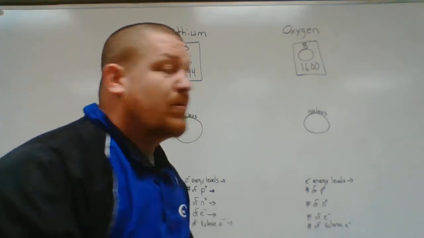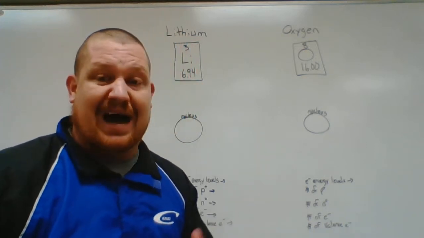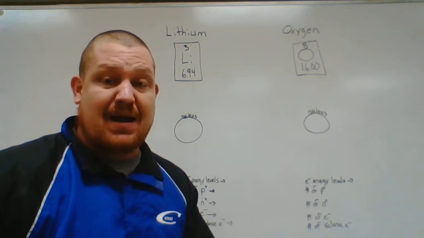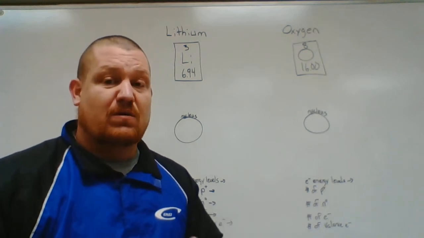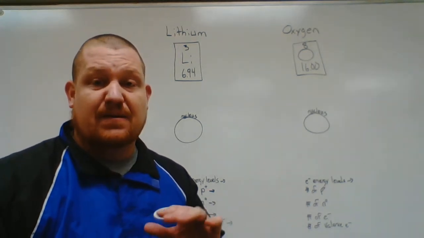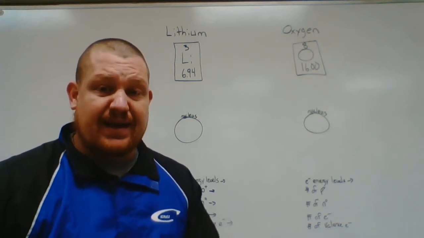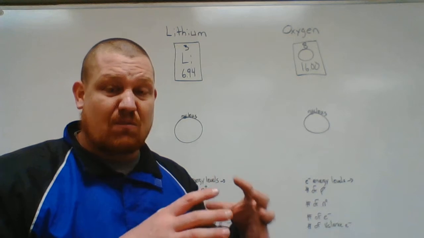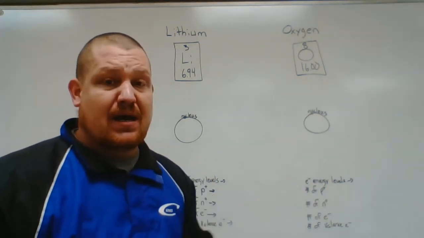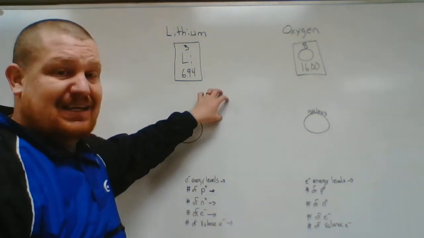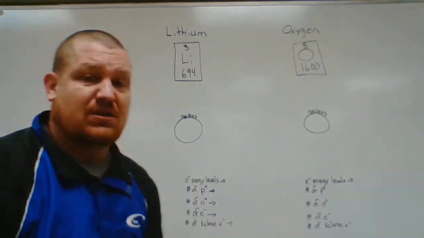So what we're gonna go over right here is ions. Ions is our main focus. We're gonna review a little bit of just the atom and how to find protons and all that. And then we're going to track a couple things as we transition from just our normal balanced atom to an ion. The ones we're going to be looking at are lithium, which is a metal, and oxygen, a non-metal.